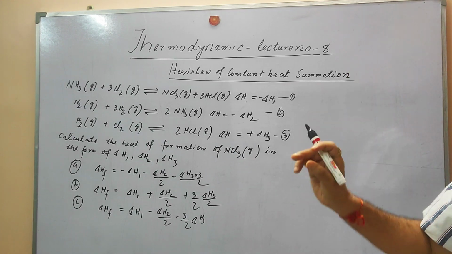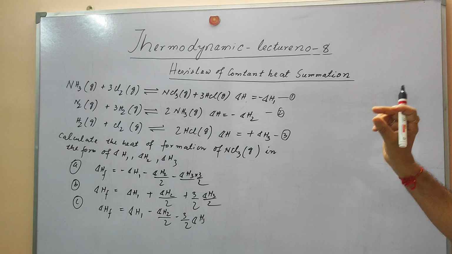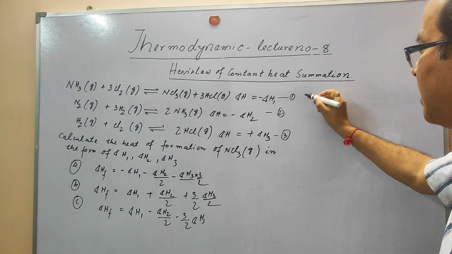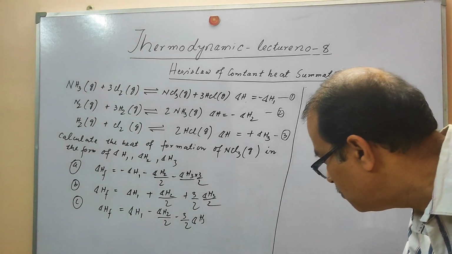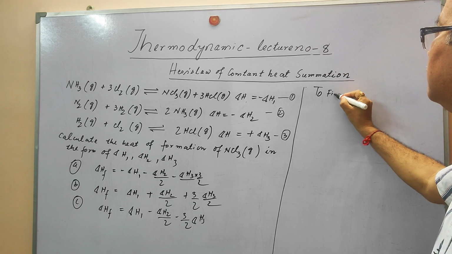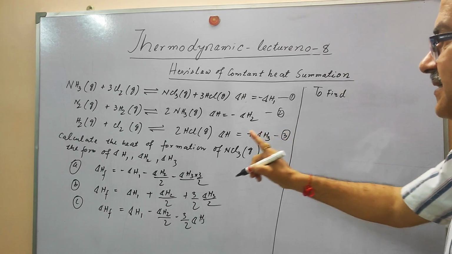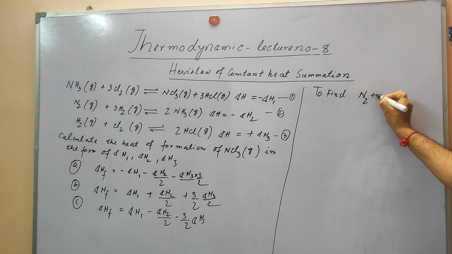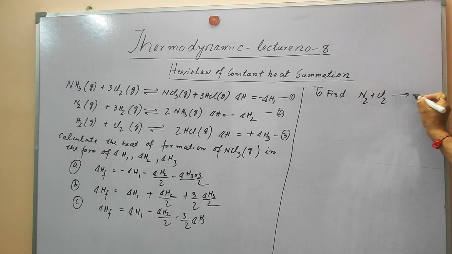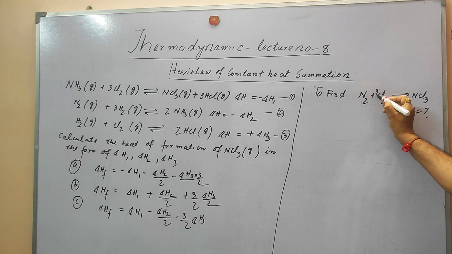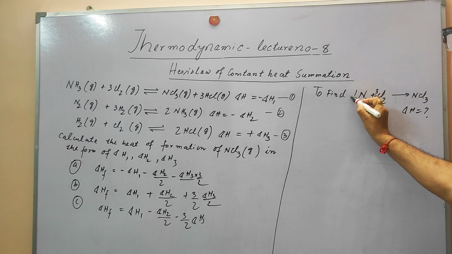For this type of question, we first have to make a mental picture. To find the heat of formation of NCl3, the reaction is N2 plus Cl2 gives NCl3, and we have to balance it with the factors 1 by 2 and 3 by 2, that is, half N2 plus 3 by 2 Cl2 gives NCl3.